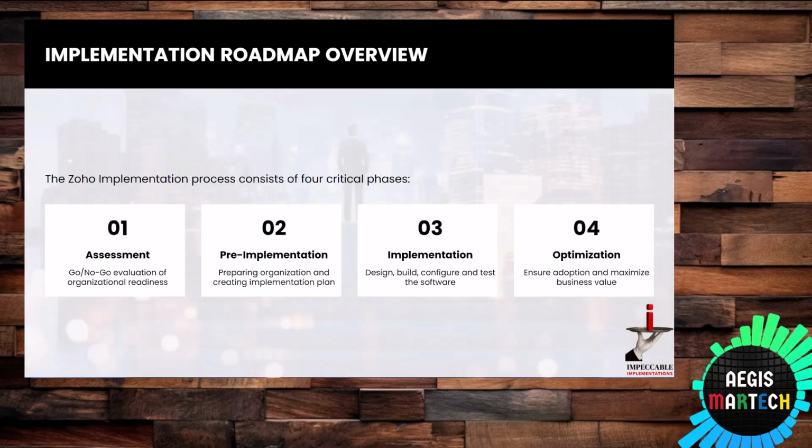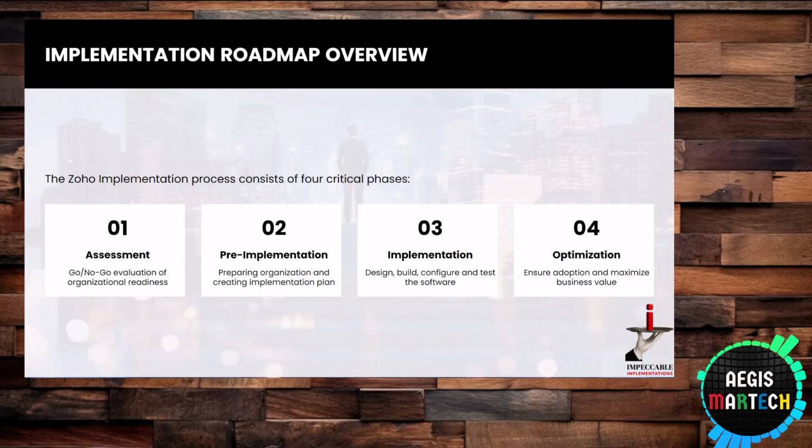So the ZOHO implementation process consists of 4 critical phases. Phase 1 is the assessment phase, the business and organizational assessment phase. This is where you're going to do your go, no-go evaluation of your business readiness to figure out, hey, are we ready to even begin? Do we have all our ducks in a row internally as an organization with our people? Do we have our processes in a row? Do we know what our processes are? And from a technical standpoint, the big one always is, do we have our data in a row? Do we know where our data is? How our data is structured?